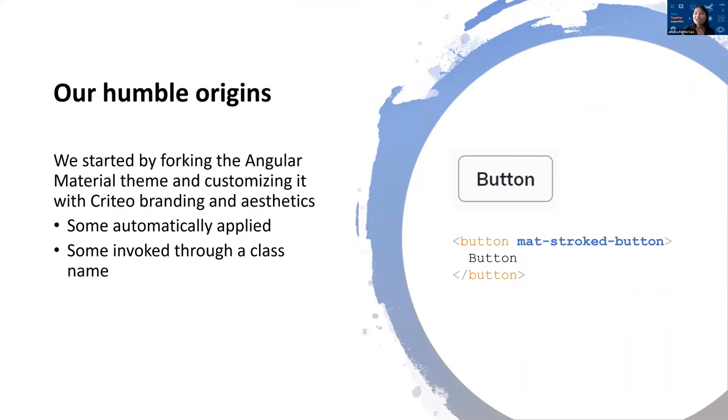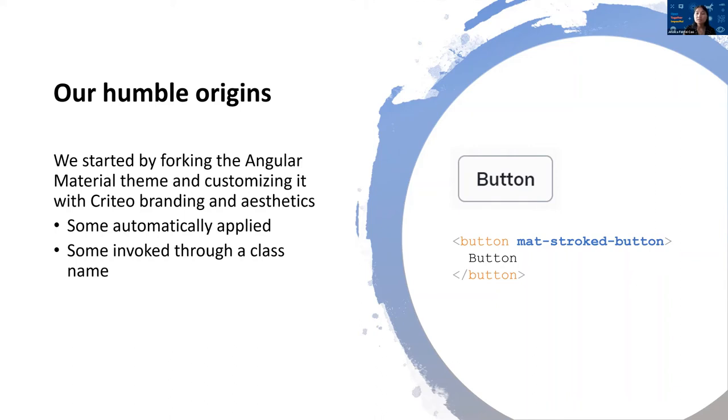Now that we have the same vocabulary and context, let's start the story of our evolution. We're a small team, and we wanted to hit the ground running and immediately deliver support to the rest of Criteo. So we started by forking the Angular material theme. It's a big library maintained by Google with ready-to-use components. It's already well-tested by a large global community of active users. It's used by many developers, including many new hires joining Criteo.